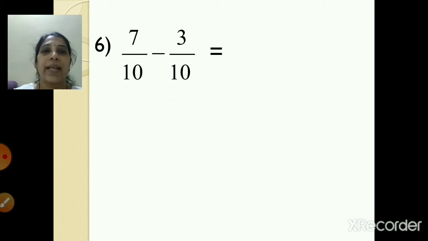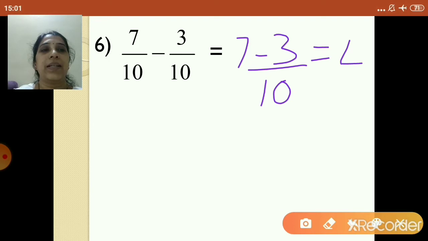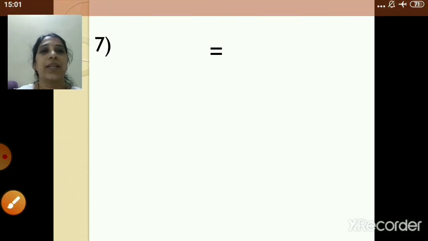7 upon 10 minus 3 upon 10. So as I told you, denominator will be common as 10 and then 7 minus 3. So what is 7 minus 3? It is 4 upon 10. So your answer will be 4 upon 10. So let's move to the next one.